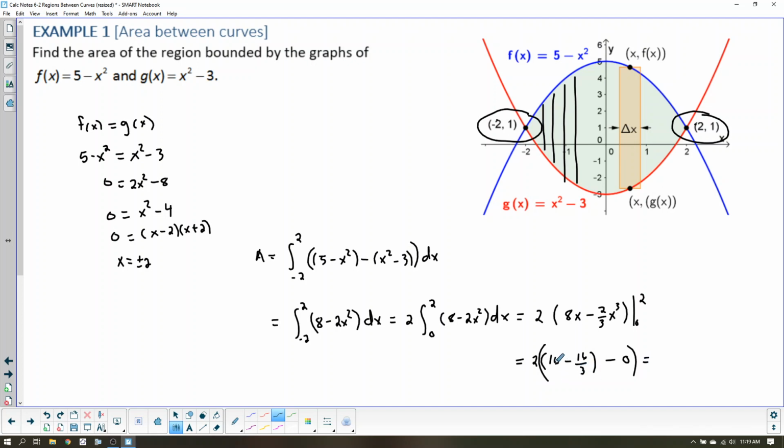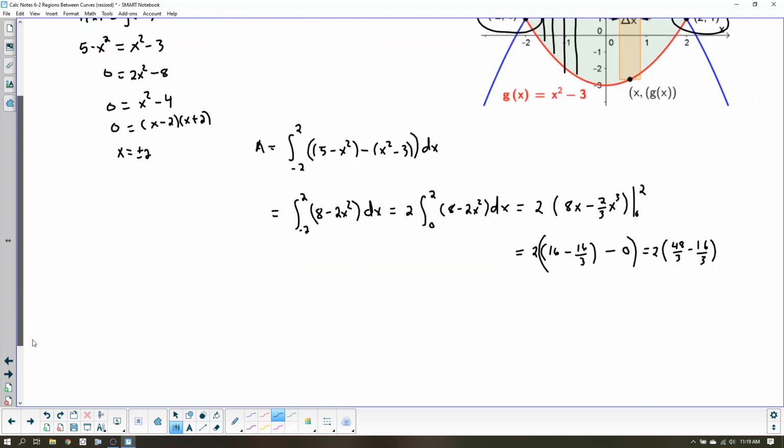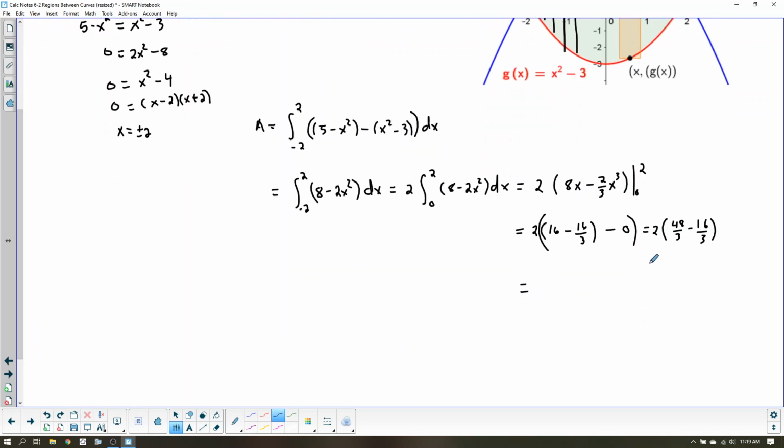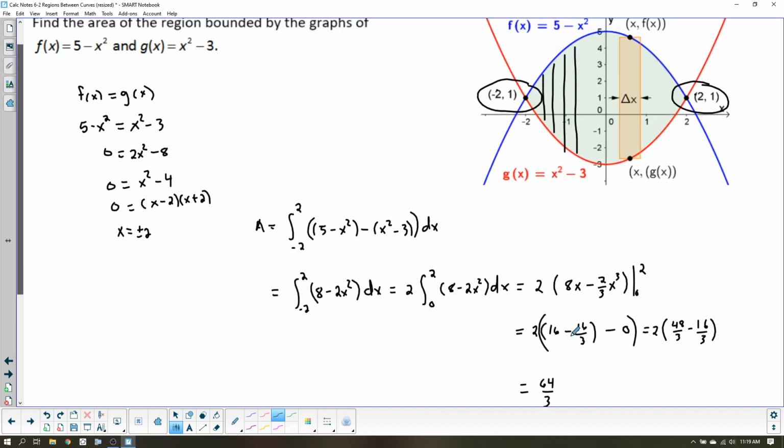Okay, so get a common denominator. So this will become 48/3 minus 16/3. All right, so when you subtract that, you end up with 32/3, and then if we go ahead and multiply that, we get 64/3. So that is the area of the region between those 2 functions. 64/3 units is this region.